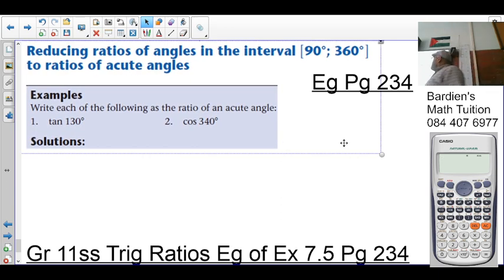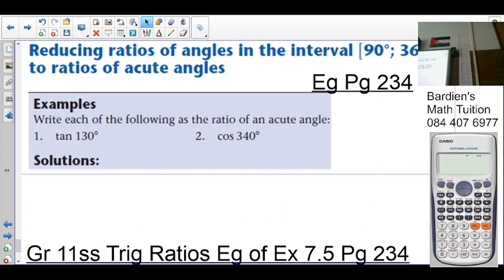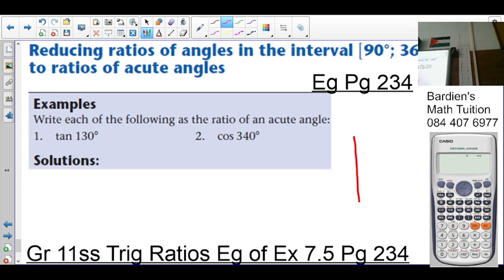Okay. So let's look at the first sum. It says write each of the following as a ratio of an acute angle. People, what does acute angle mean? Greater than 0, but less than 90 degrees. Basically in your first quadrant. Okay. So if you look at 130 degrees, which quadrant is 130 degrees in? All Stations to Claremont. So it's greater than 90 and less than 180, so it's in your second quadrant.